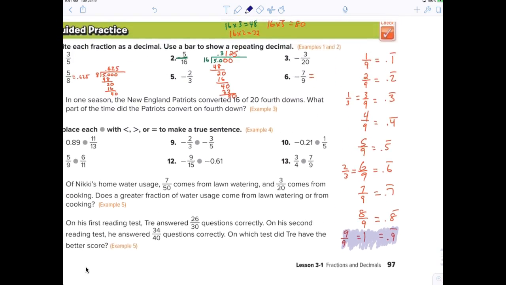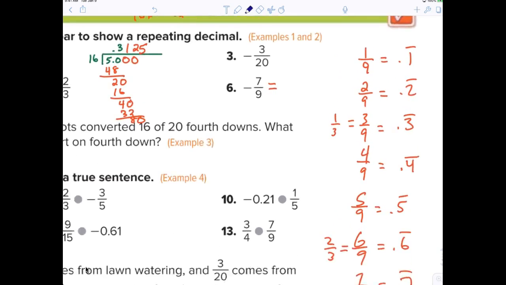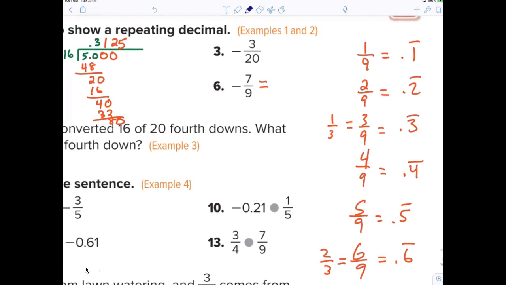So now negative 7/9 is what? Yeah, negative 0.7 repeated.